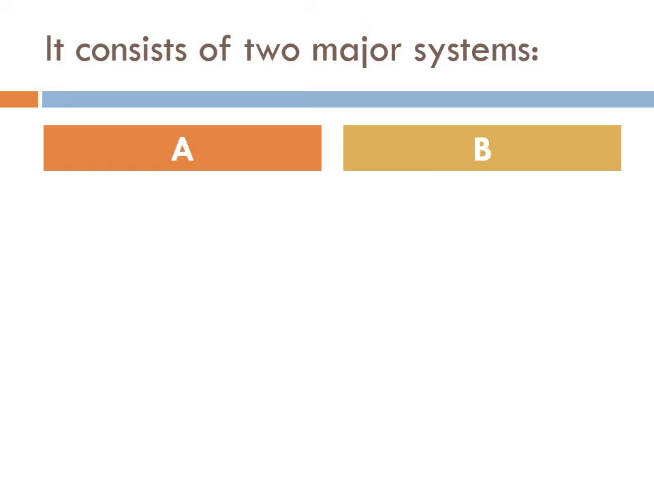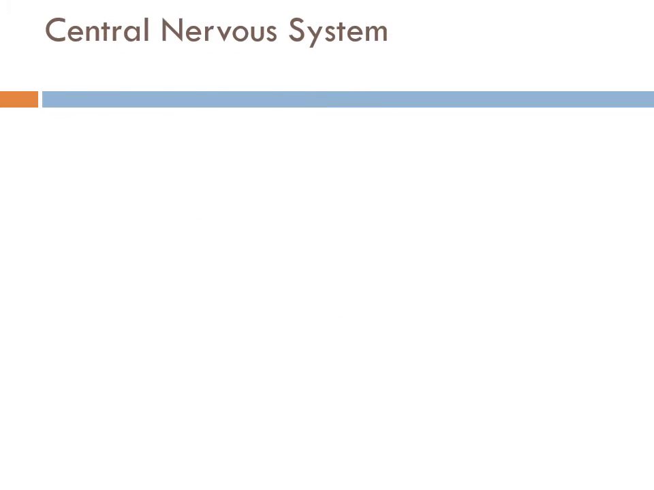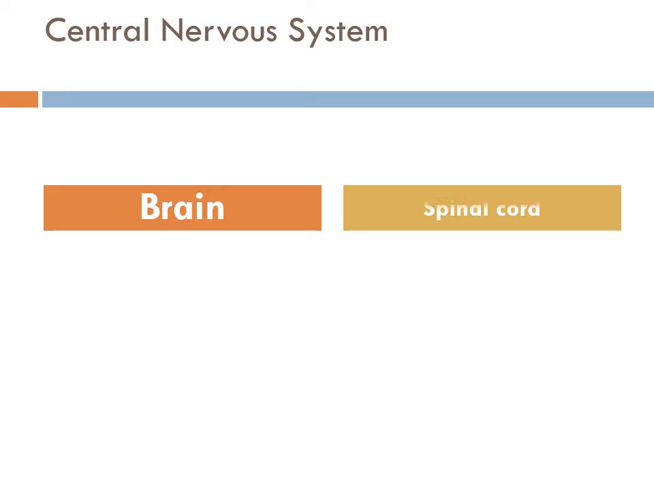The nervous system consists of two major systems: the central nervous system and the peripheral nervous system. Let's talk first about the central nervous system. It consists of brain and spinal cord.